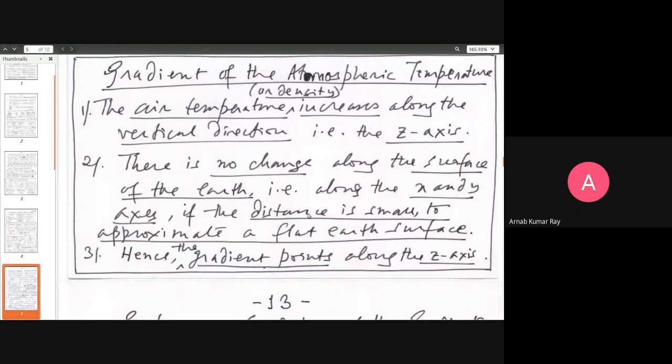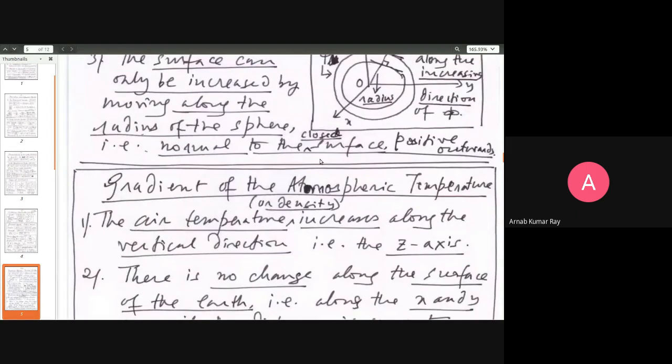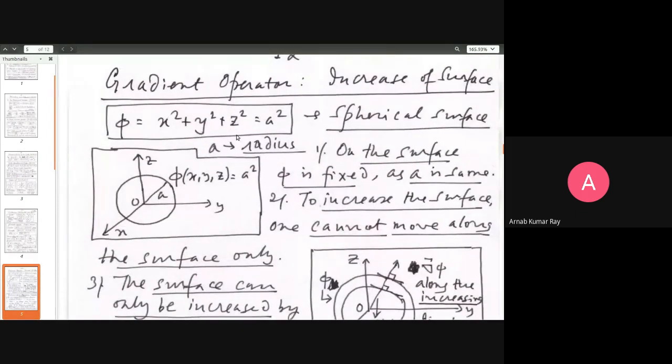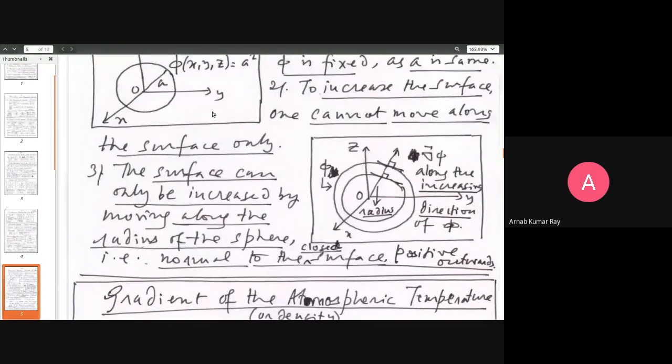So if you were to take the gradient of the atmospheric temperature, if temperature is a scalar function, and the height of the earth is serving as the axis. So at a particular height, let's say phi is equal to phi of x, y, z, and at a particular height, if you fix the height, temperature will be the same everywhere. That's not changing. But if you have to move from one height to another height, the temperature will change. So if phi is like your temperature.